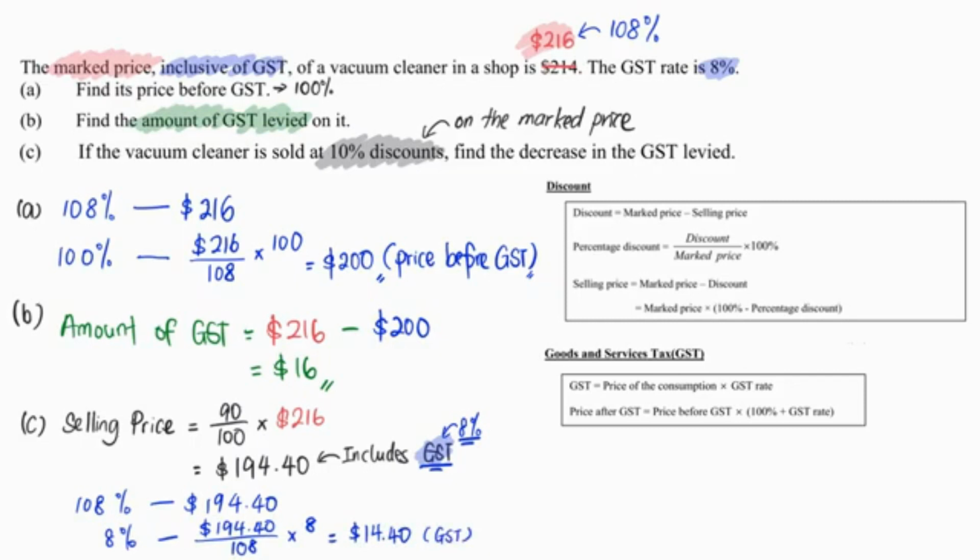And therefore, finally, I would then be able to find the decrease in the GST after the discounted price. So previously it is $16, now it is $14.40. So the decrease will be $1.60. With that, we have come to the end of this question. Thank you for watching the solution for this particular question. Let's move on to the next question.